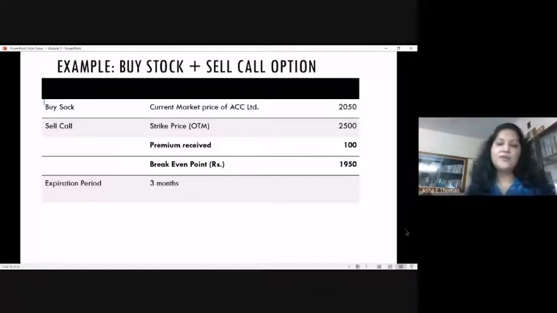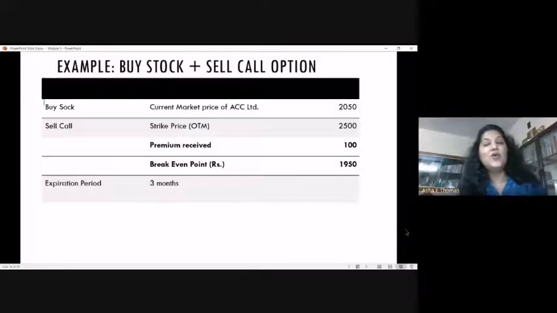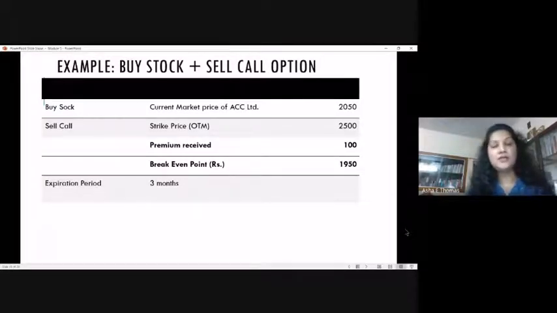And of course, the break-even point is nothing but your stock price minus the premium you got when you sold your call. So the stock price was 2,050 when you bought the asset, minus 100. That will be your break-even point. Okay, so that's it, and it is expiring in a 3-month period. That is the expiry.